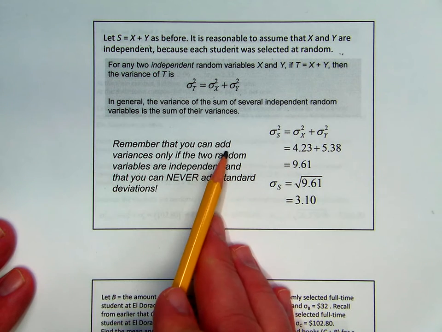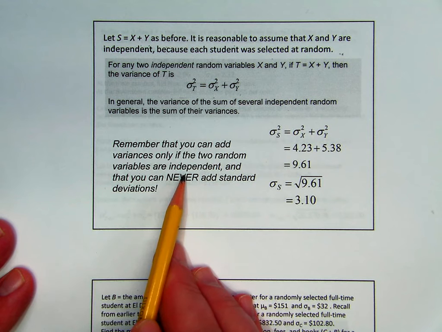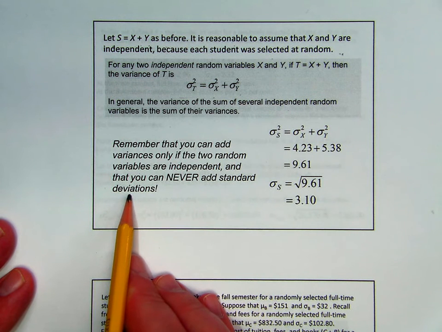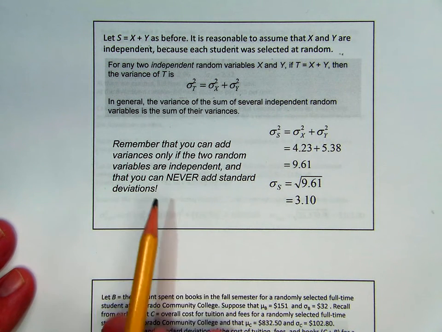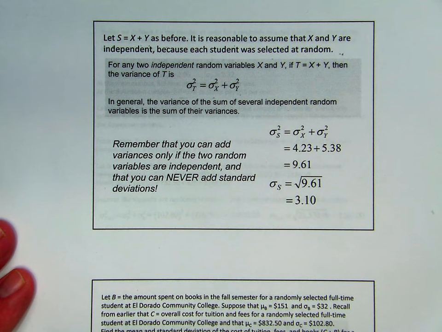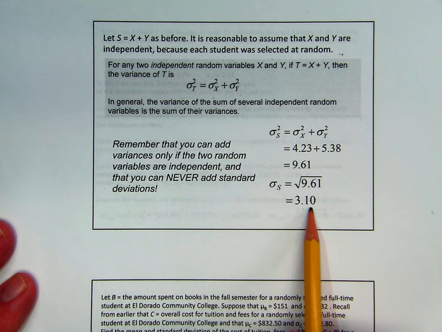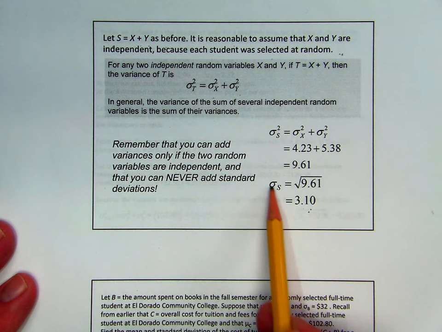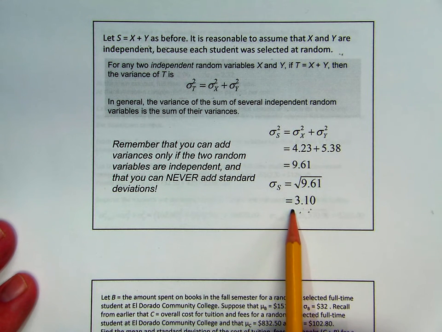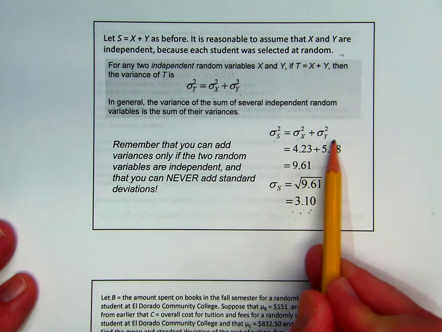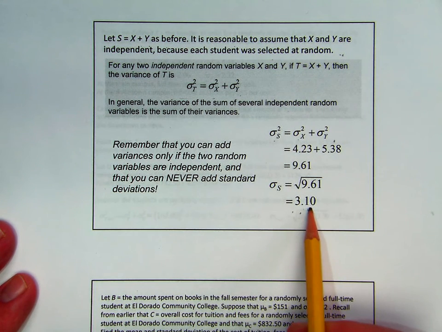Okay, remember, you can add variances only if the two random variables are independent, and you can never add standard deviations. So here's the deal. Standard deviation in general for describing a data distribution or a probability distribution is a much more convenient, applicable, easy to deal with, very informative summary statistic to have. But there are certain mathematical operations that cannot be done with standard deviations. That's why we want to know variances. You can add variances. You can't add standard deviations.